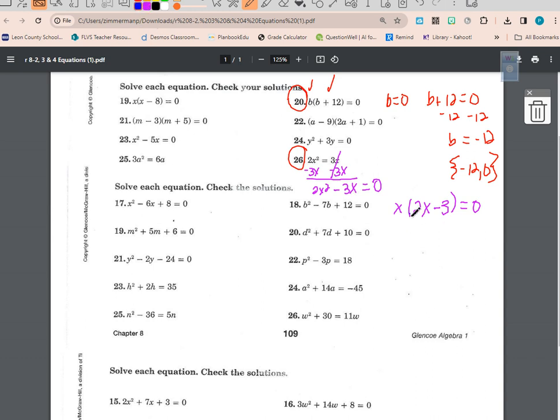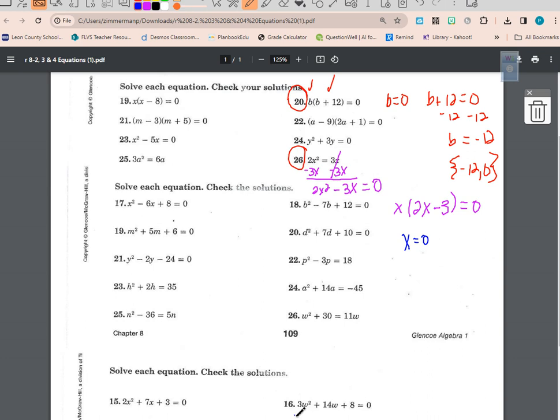Set each factor to 0. All right. What's the first factor? What times what equals 0? x times 2x minus 3 equals 0, right? So x is a factor, and 2x minus 3 is a factor. So how do I set my first factor equal to 0? What do I write? Just this is the first factor, right? It's just x equals 0.